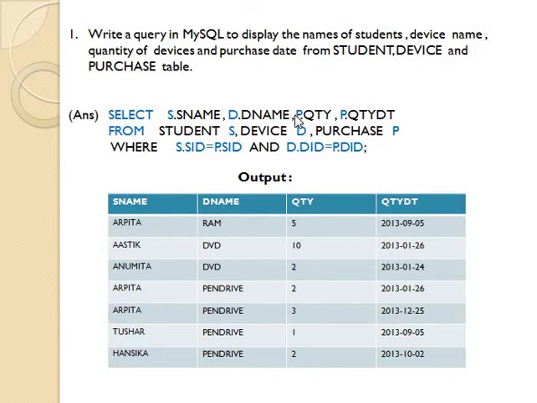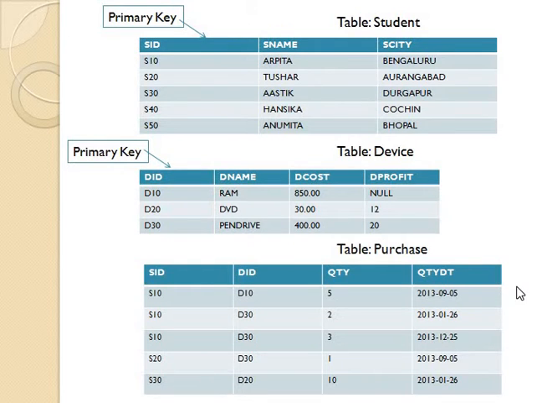And after that, using the alias name P of the table purchase, I am retrieving the columns QTY and QTYDT from the table purchase. That means from this table, that is purchase, I am retrieving the column names QTY and QTYDT with the help of the alias name P of the table purchase.